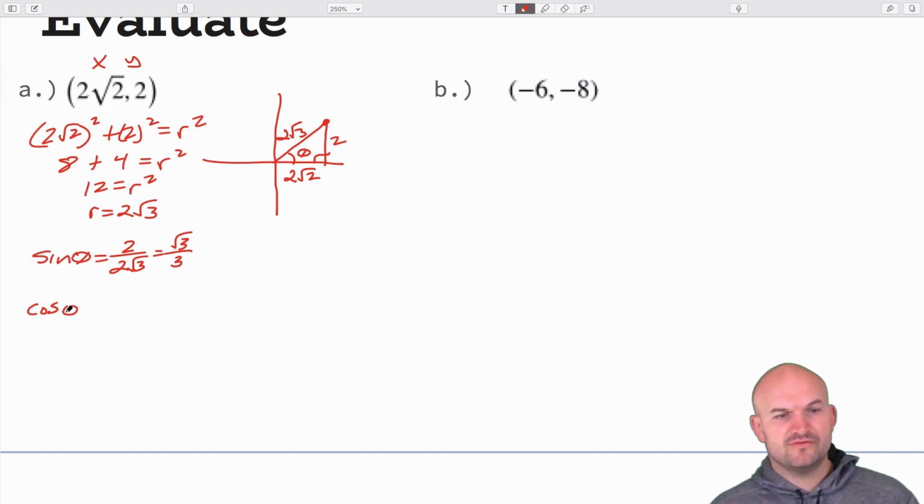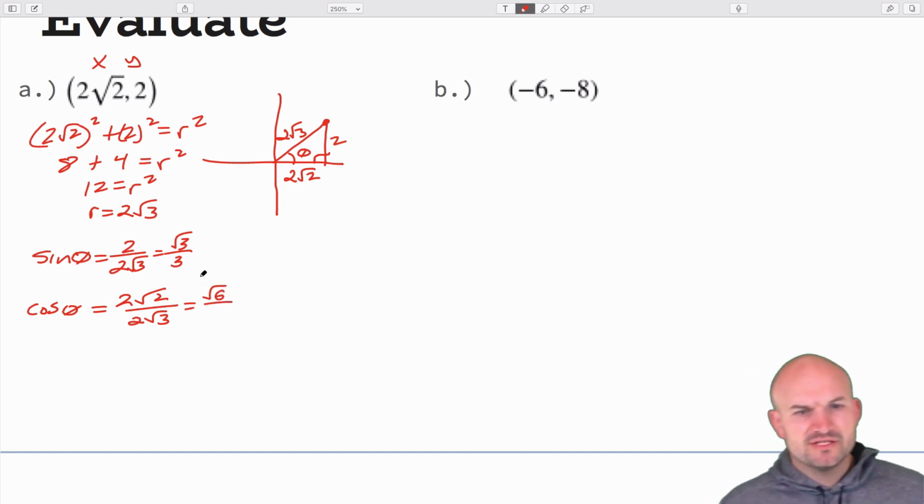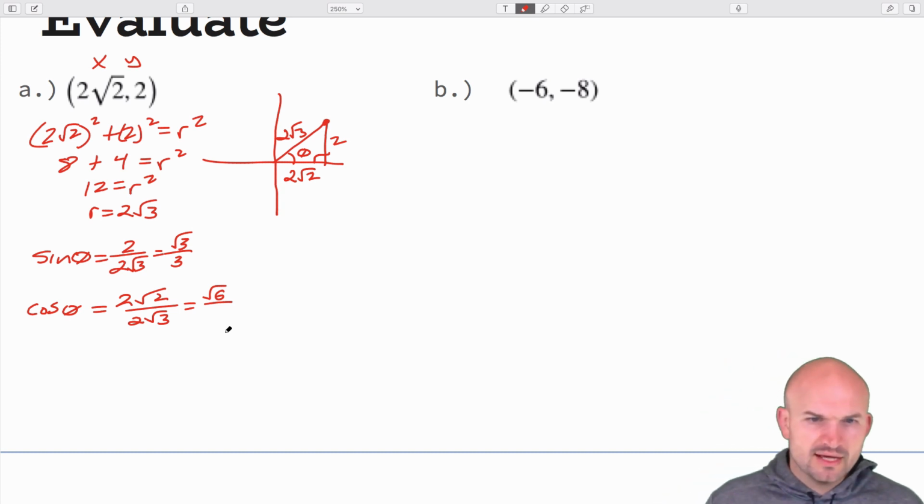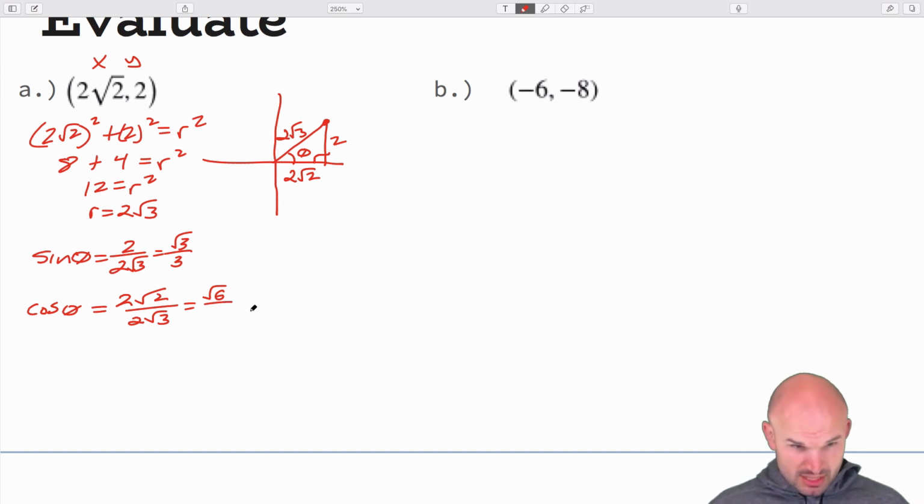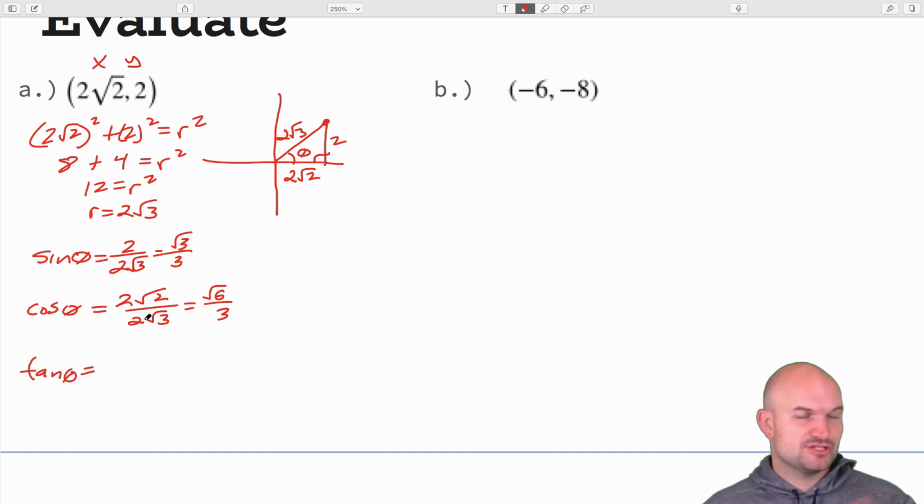For the cosine of theta, that's going to be adjacent over hypotenuse. So that's going to be 2 radical 2 over 2 radical 3. And therefore, the 2's divide out again, so you're going to have radical 6 over 3. And then we have tangent of theta. Again, I'm just doing the rationalizing in my head because that's something I've already covered. Tangent is going to be opposite over adjacent, so that's going to be 2 over 2 radical 2. The 2's divide out, so then you're going to have radical 2 over 2.